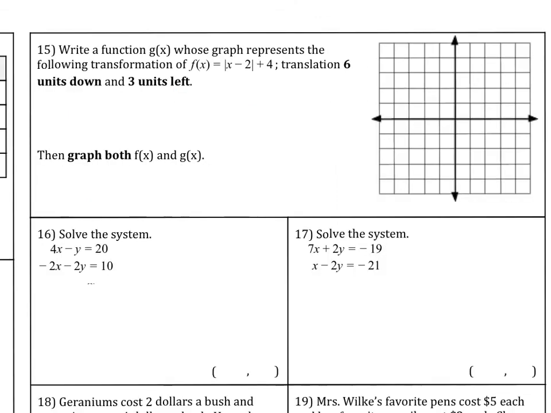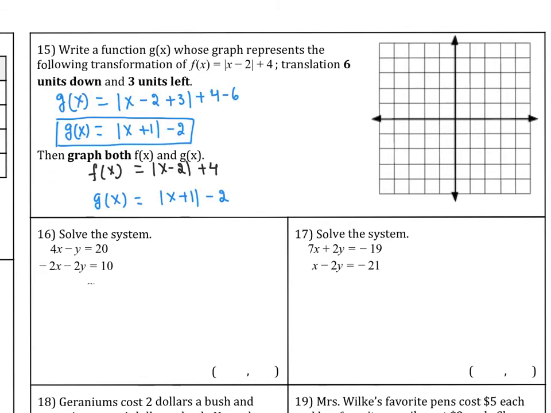Now let's just do number 15. Write a function g(x) whose graph represents the following transformation of f(x) = |x - 2| + 4 that is translated 6 units down and 3 units left. Graph both the functions. To make a translated graph g(x), you're going to add the 3 inside because it's 3 units left, and add or subtract the 6 outside, so because it's 6 units down. 3 minus 2 would be 1 inside, and outside you're going to be left with negative 2.